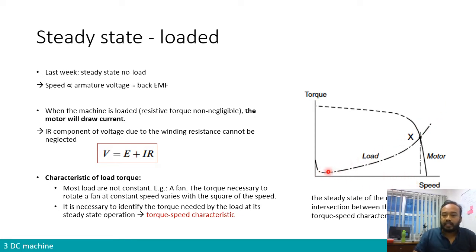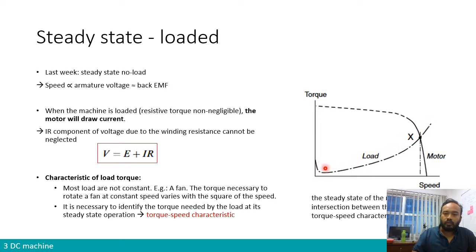As the speed increases, the load or the resistive torque of the fan blade increases. So if you want to rotate the blade at a higher speed, then you need a higher torque, right? So when we want to pair a machine to a load, it is necessary to identify the torque profile or the torque characteristic of the application. For example, this curve over here is the load characteristic, or the torque speed characteristic, of a fan blade.